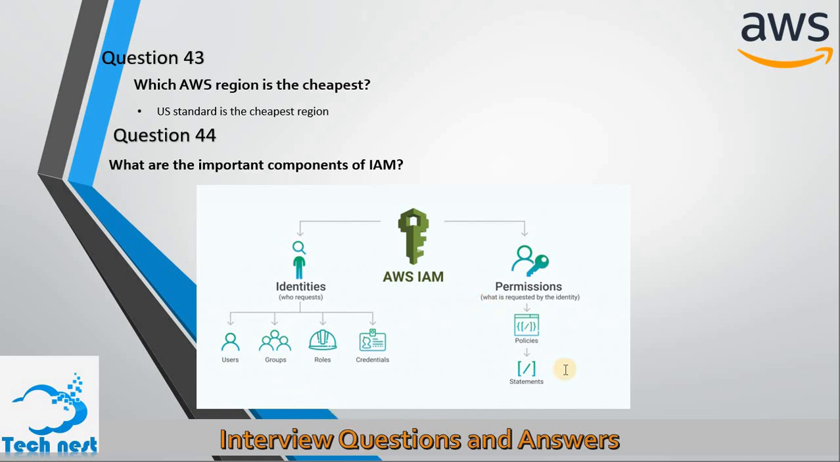Now, an IAM policy is a document in which we list permissions to specify actions, resources, and effects. We can attach a policy to the IAM user or the group.